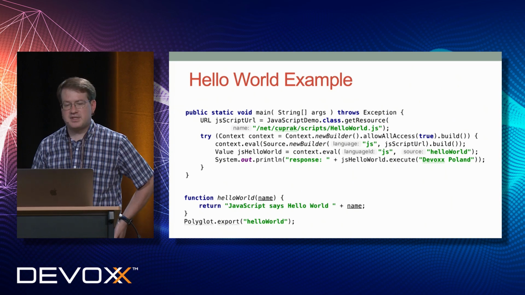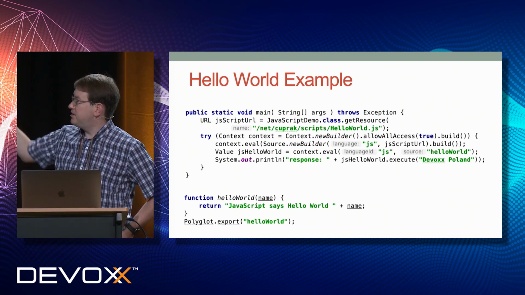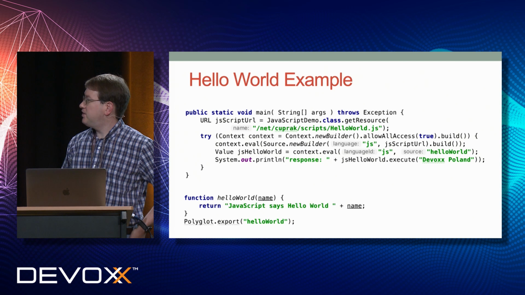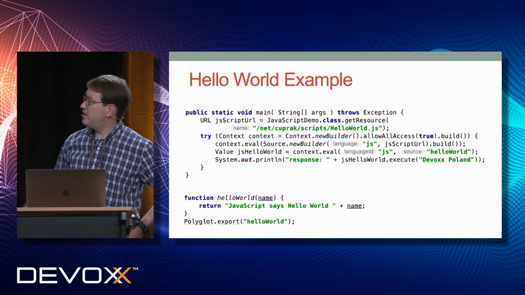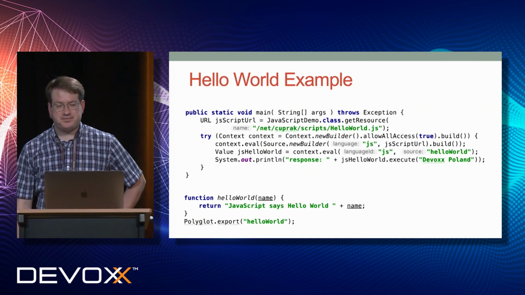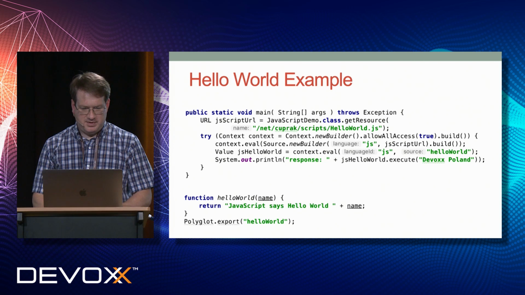So this is a simple hello world application where I'm firing up a Java main method, calling out to JavaScript to execute hello world, and printing out hello Devoxx. So up at the top we have the Java code, down at the bottom we have the JavaScript code. It's fairly simple. Let me hop over and run that.